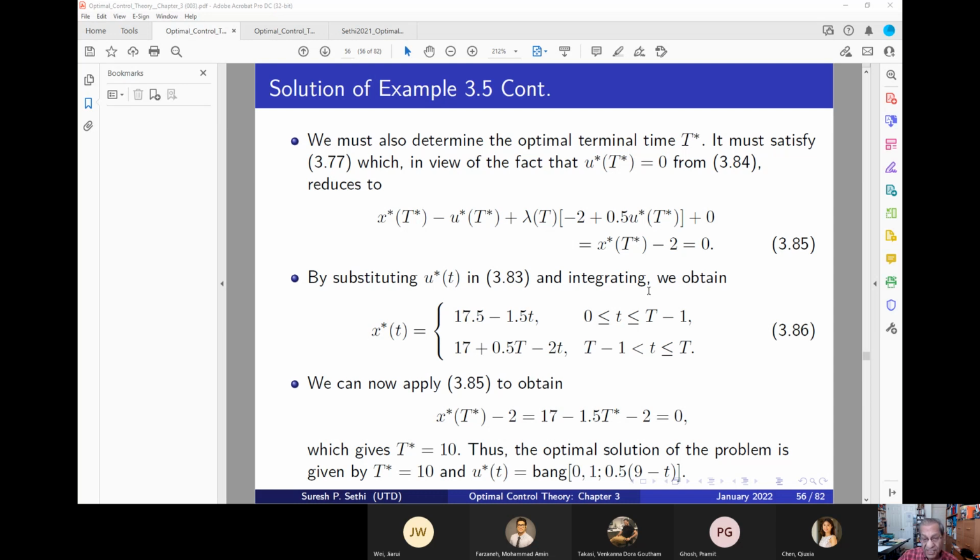So the optimal solution is use control 1 up to time 9, and then from 9 to 10 use the control 0, and that's optimal. So I found t star to be 10. I found it optimal.